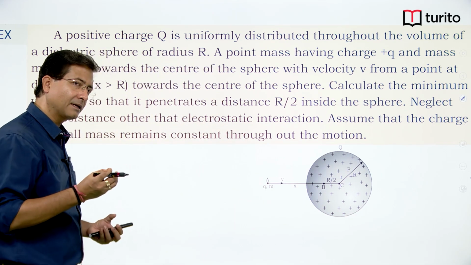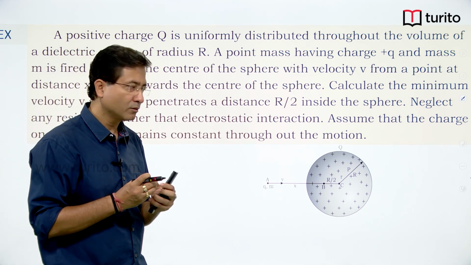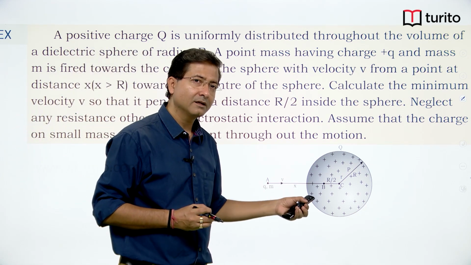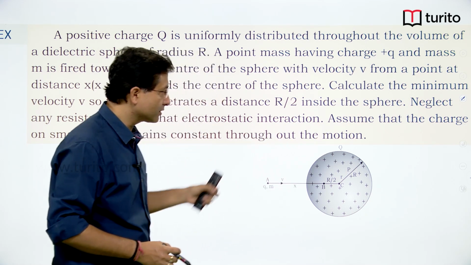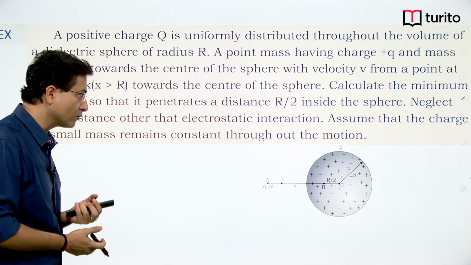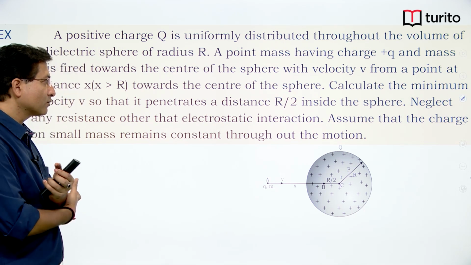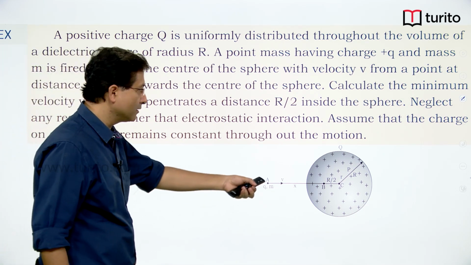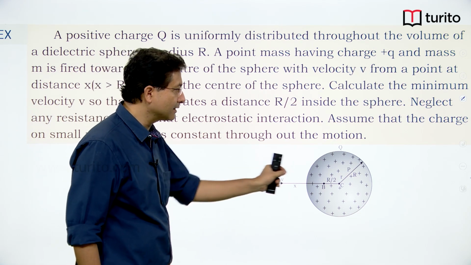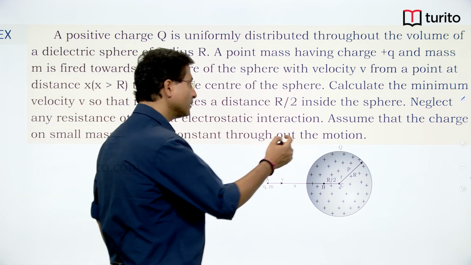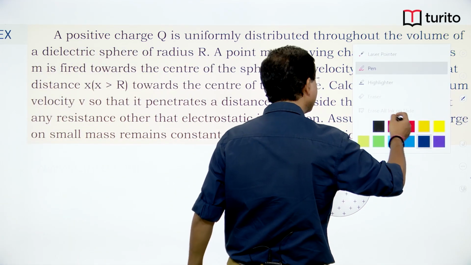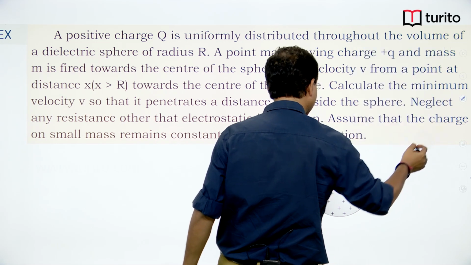So, when something gets into the sphere, because of the material interaction, there will be some frictional force that is absent in this situation. So, only electrostatic force we have to take into account, and the question is what should be the value of velocity so that it gets up to that particular point. So, I hope you are able to see what is written in the diagram. I will just make it a little bigger.